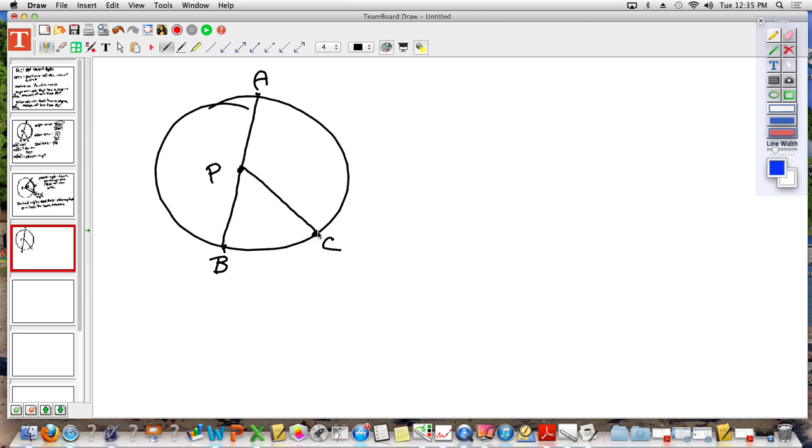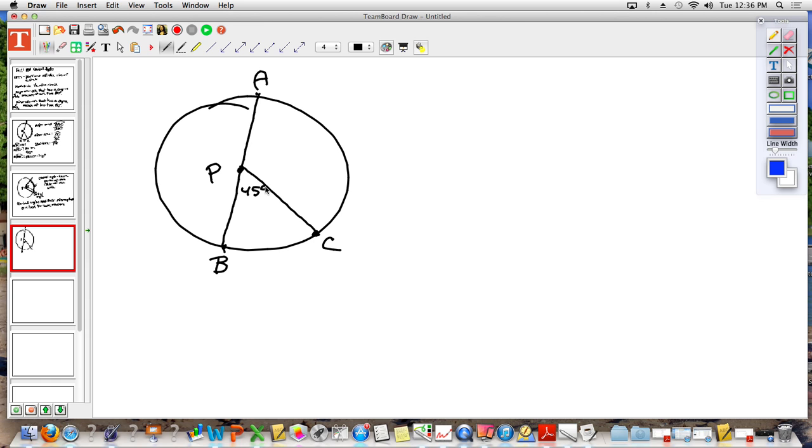And let's say that this angle right here is 45 degrees. That's the only thing that I'm going to give you. And I want you guys to figure out lots of other things about this.